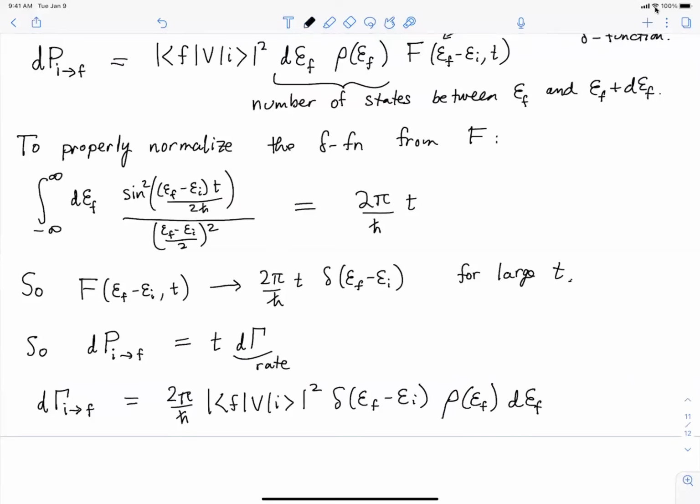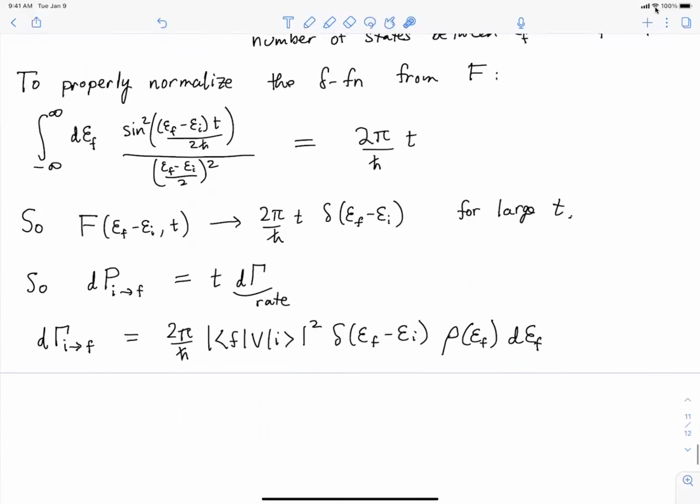So by the way, when applying this to more specific examples, a lot of times the really hard part is getting the density of states right. Delta functions we know, matrix elements can be hard, but usually you set up the problem in such a way that you know the matrix element or you can compute it. And you can do the integral, but what you really need to know that might be tricky is the density of states.